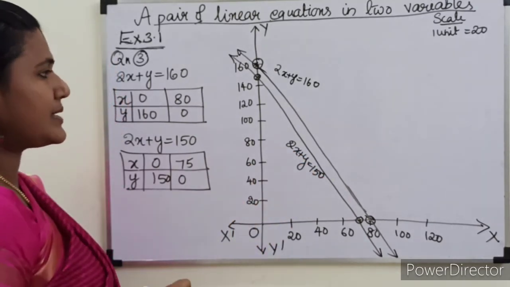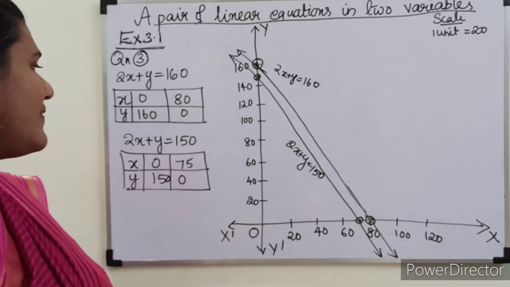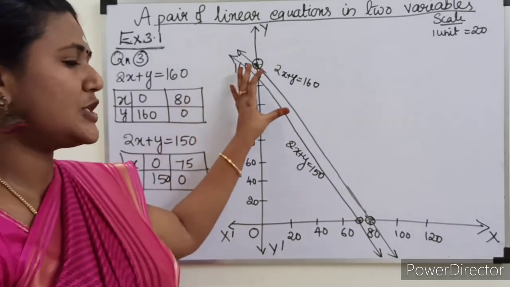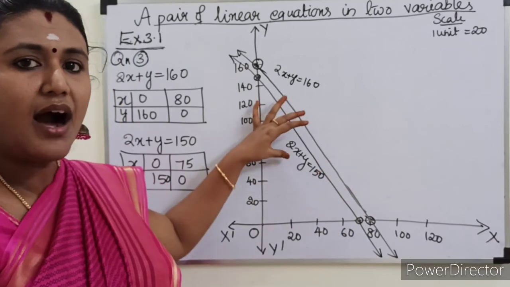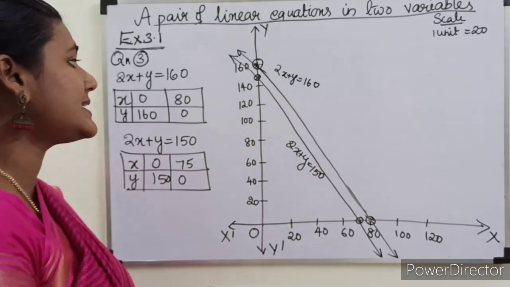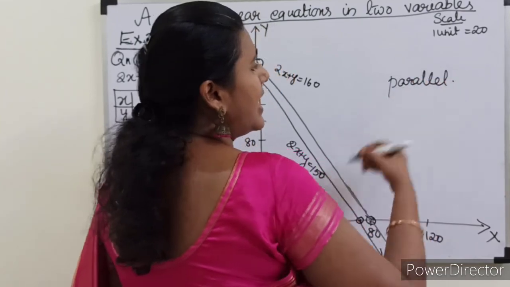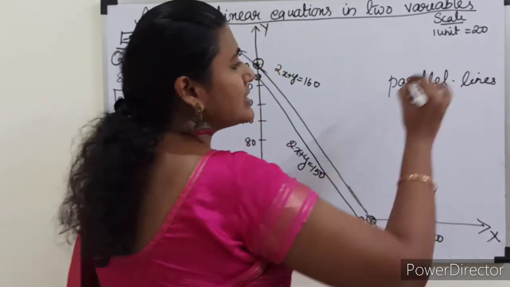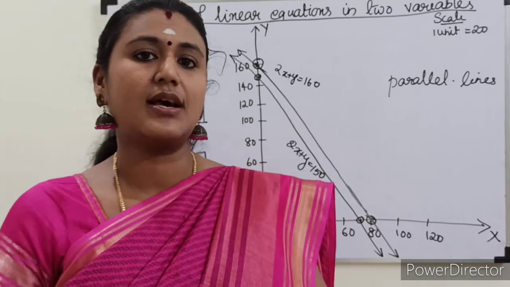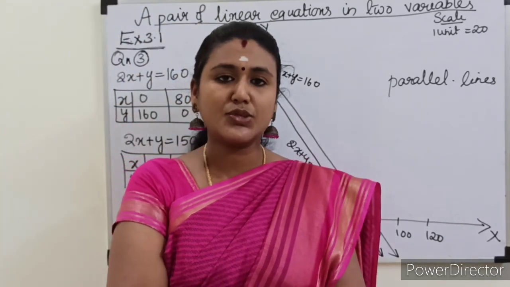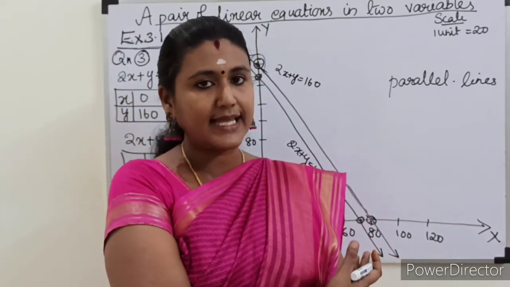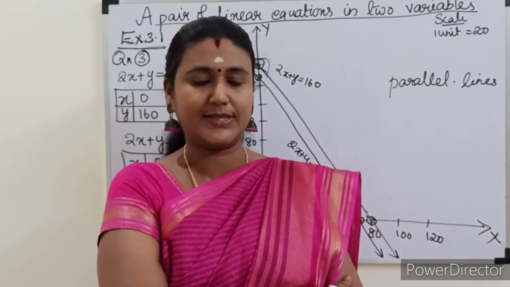So we have represented the given situation geometrically, and here we can see the two straight lines are parallel lines. So this is how you have to do sums based on linear equations in two variables. We can represent like this geometrically and also algebraically.